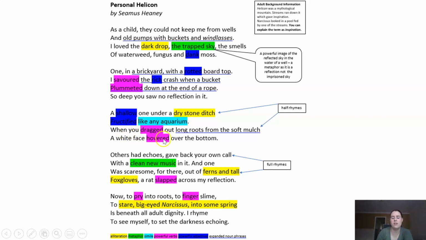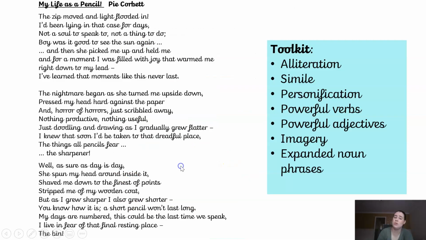A white face hovered over the bottom, not just looked or peered or sat there, it's hovered. So it's building that idea of the suspense and it's just hanging there. And then we've got a metaphor here. So others had echoes, gave back your own core with a clean new music on it.